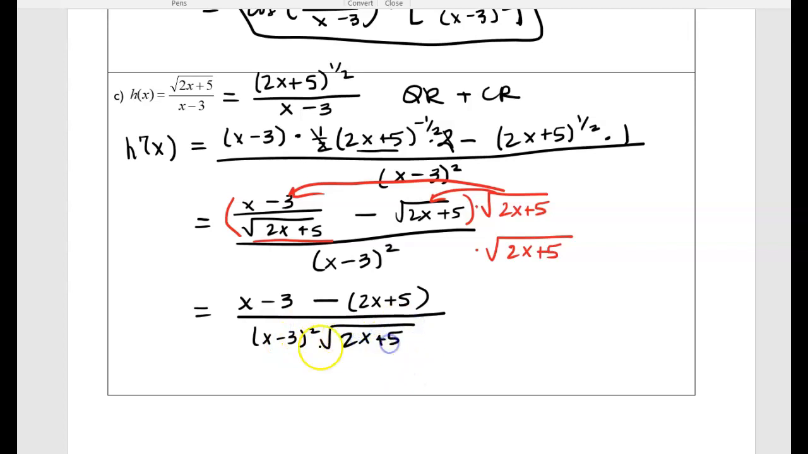Don't try to expand that part. We'll leave that part factored. We can simplify just a little bit more. We have x minus 2x, that's negative x, and negative 3 minus 5, that's negative 8, all over x minus 3 squared times square root of 2x plus 5.